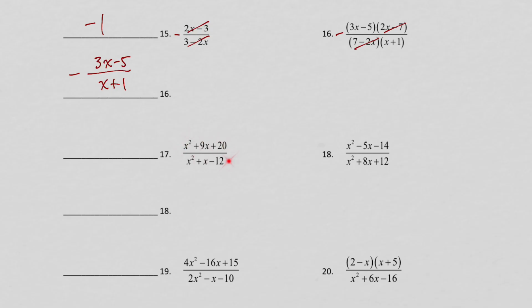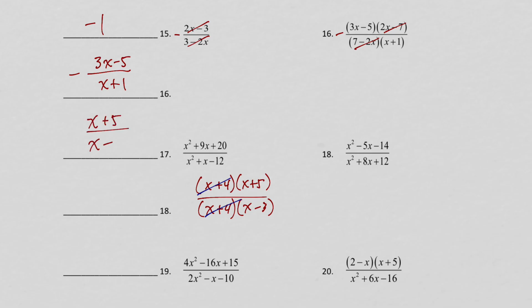Okay, I'm going to factor both of these. So the top factors as x plus 4 times x plus 5. The bottom factors as x plus 4 times x minus 3. And then I'm going to cancel this common factor from top to bottom, and we're left with x plus 5 over x minus 3.